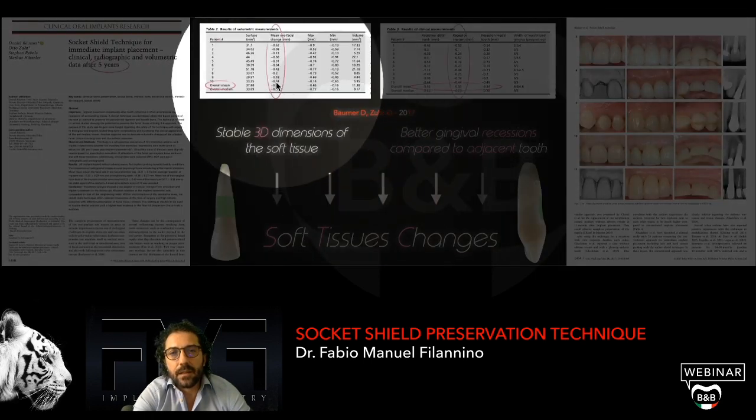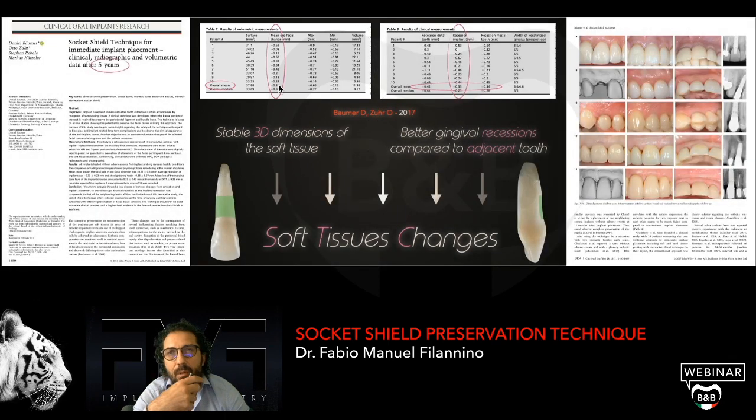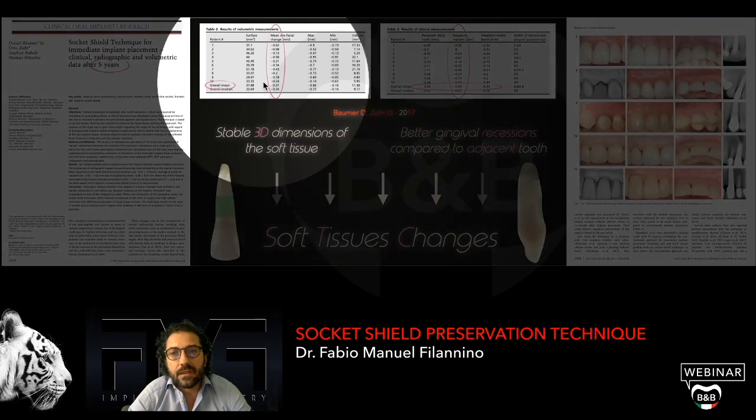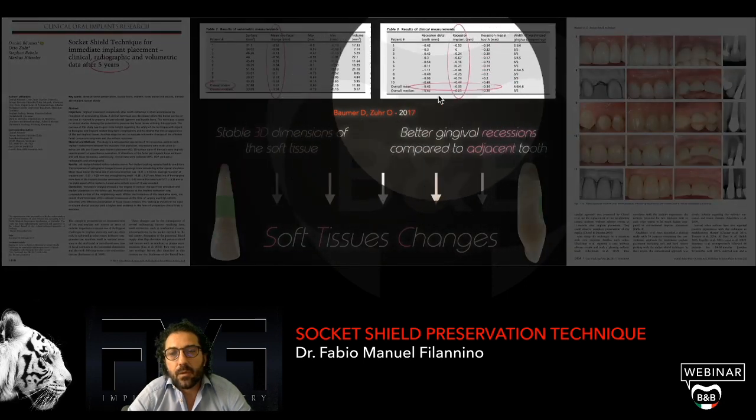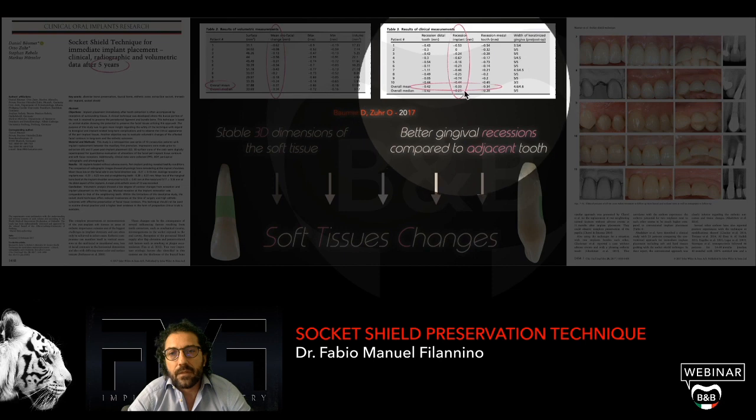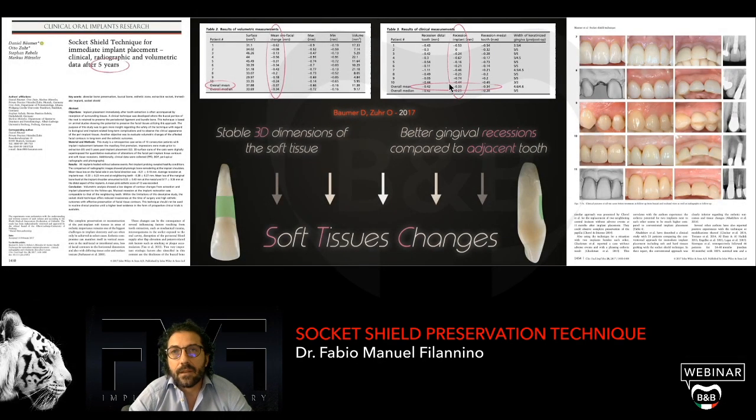graphics, when they saw that the mean value of recession was 0.37 millimeters at the level of the implant. But the most important thing is that after 5 years, if we look at the adjacent teeth, we have less recession at the implant level in comparison to the adjacent tooth.